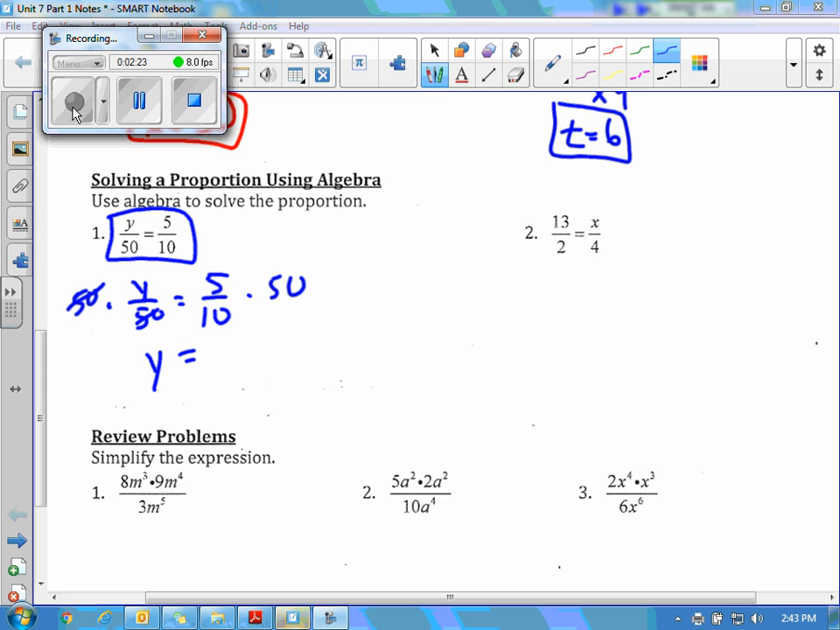And on this side, I can simplify. So 10 becomes 1, 50 becomes 5 when I divide both of those by 10. And then 5 times 5 is 25. So I know that is my value for y.